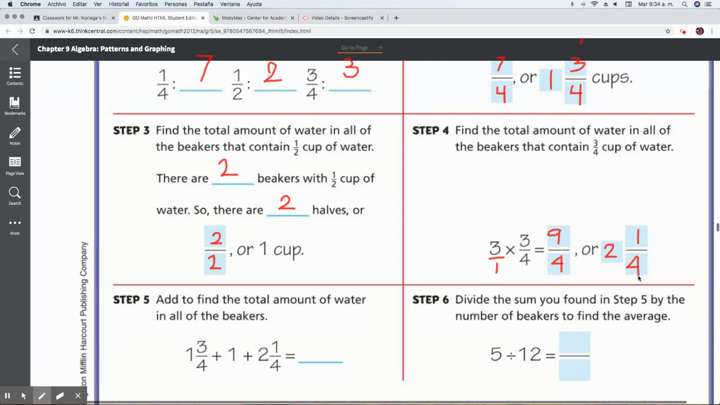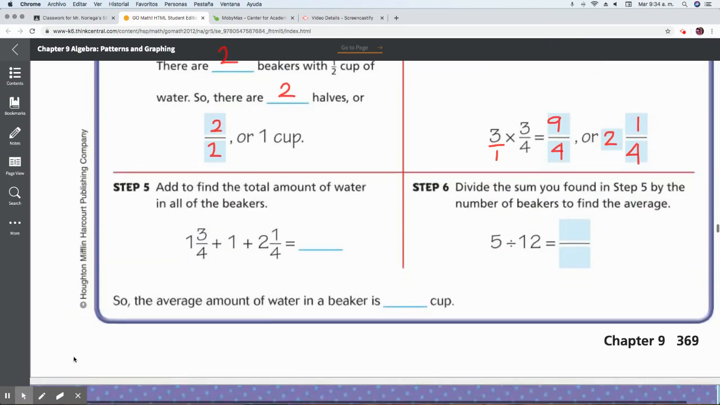Okay, final step. Well, step number 5, the one before the final step, would be to add all of the totals. Okay, so we already have the totals right here. 1 3/4 plus 1 plus 2 and 1/4. So let's go ahead and start by adding the fractions first. 3/4 plus 1/4 would be 4/4, right? And remember that if the numerator and the denominator is the same number, that will equal 1 whole.